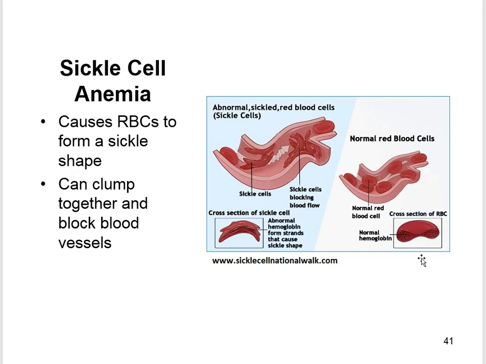A normal red cell lives 90 to 120 days. The sickle cell lives approximately 20 days. In sickle cell disease or sickle cell anemia, the supply can't keep up with the demand.